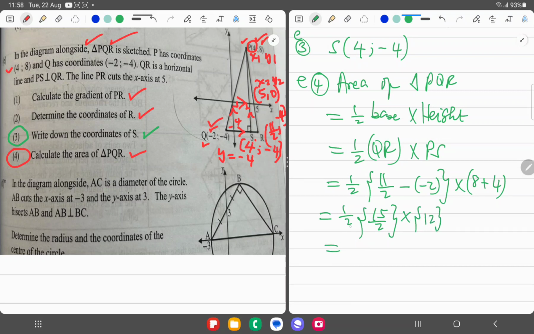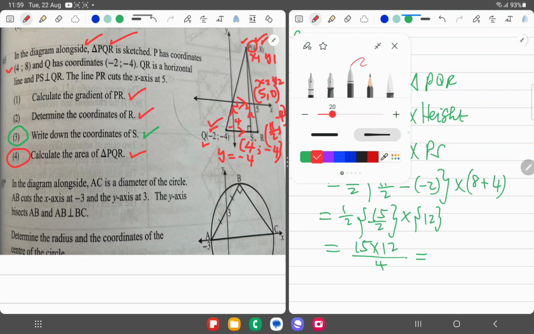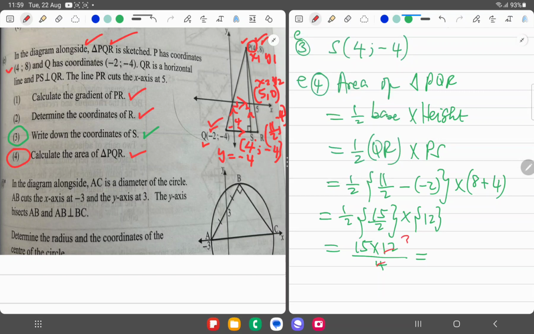Right, so at this point you multiply everything. So this is 15 by 12 divided by 4. What is 15 by 12 times 4? 4 goes into 12. Okay, it goes 3 times. So this is exactly 15 by 3, and therefore it's 45 units squared. So the area is 45 square units.